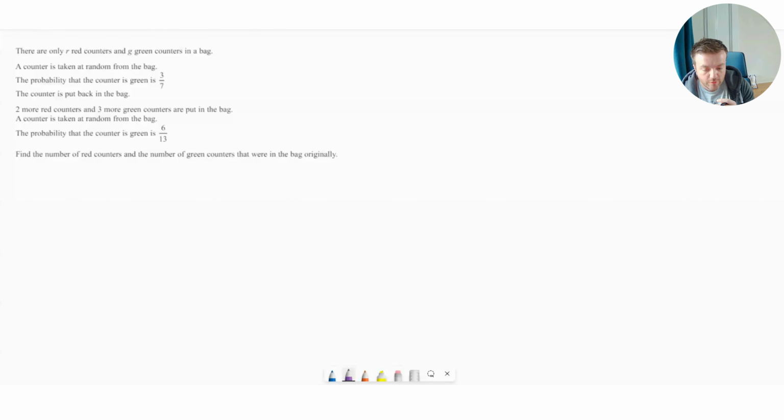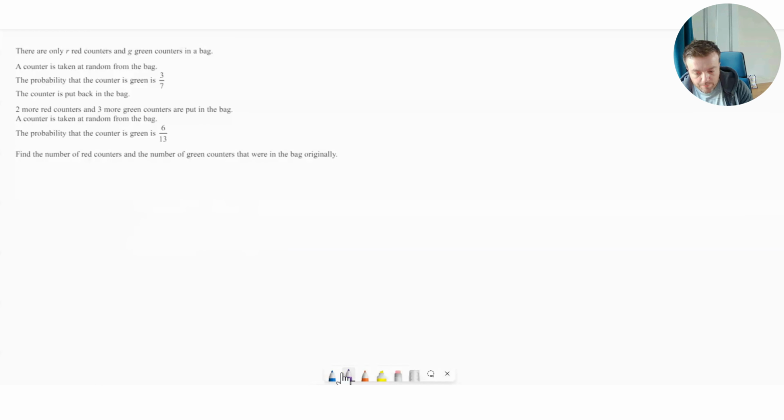Okay, tricky probability question. The answer's coming up in a second. Pause the video if you want to have a go. Answer is red counters is 12 and green counters is 9. Right. So did you get the answer right? Hope you did. If you didn't, let's have a look and see what we can do about that. See if we can get this question correct.